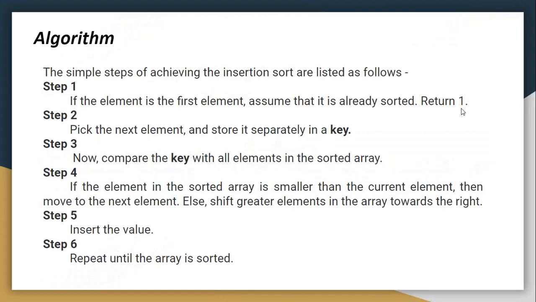Algorithm of insertion sort. The simple steps of achieving the insertion sort are listed as follows. Step 1. If the element is the first element, assume that it is already sorted and return 1. Step 2. Pick the next element and store it separately in a key. Now compare the key with all the elements in the sorted array.